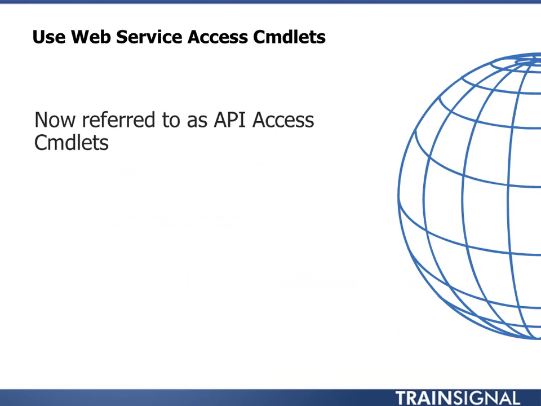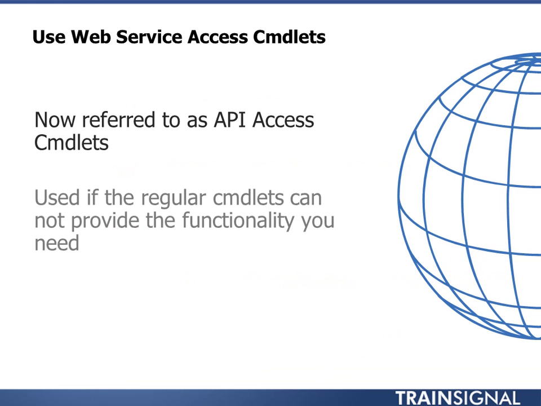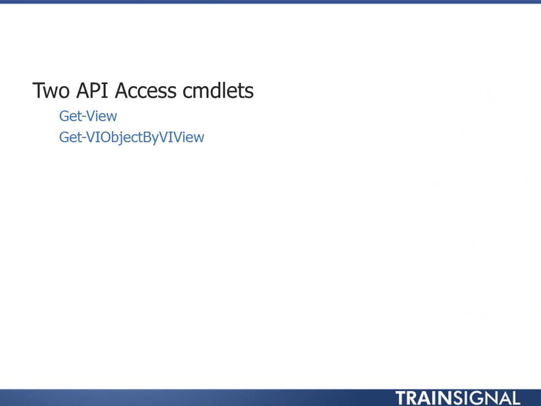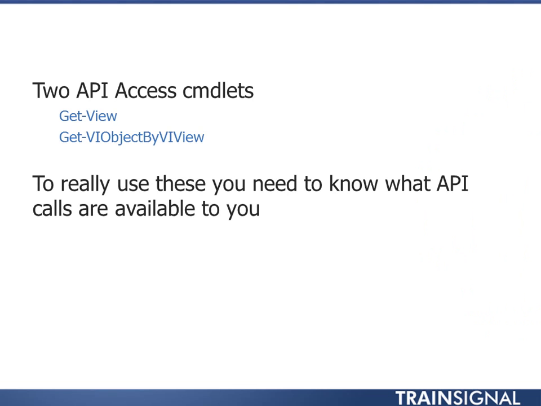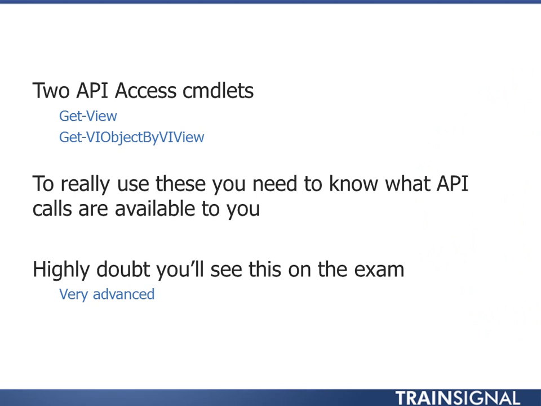Web service access commandlets. This is one of those things that I think got copied and pasted from an older blueprint because they're now known as API access commandlets. And these are used if the regular commandlets cannot provide the functions you need, which you kind of have to be moving to something pretty advanced before you get out of the space of the regular commandlets. There are two of them, Get-View and Get-VIObjectByVIView. To really use these, you need to understand the underlying API calls. So I don't think you're going to see this on the exam.